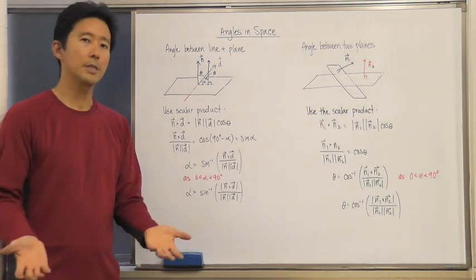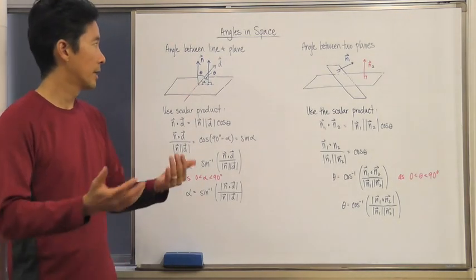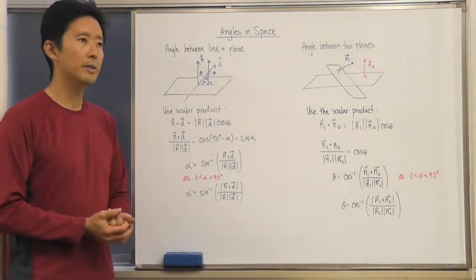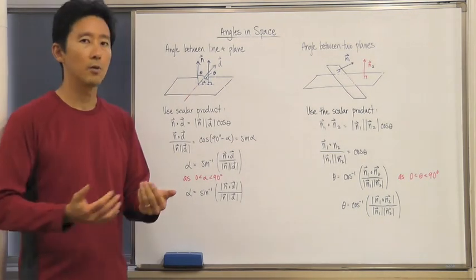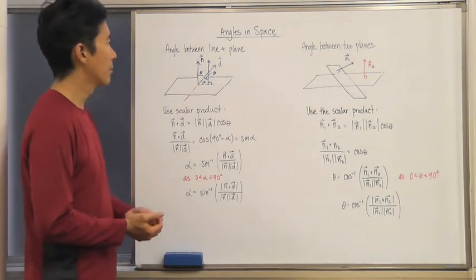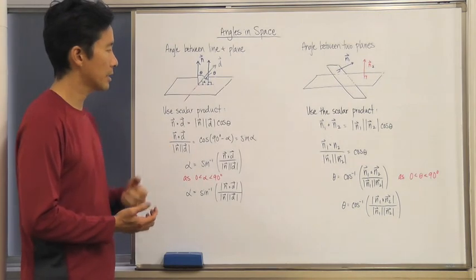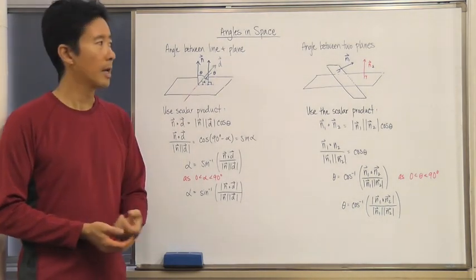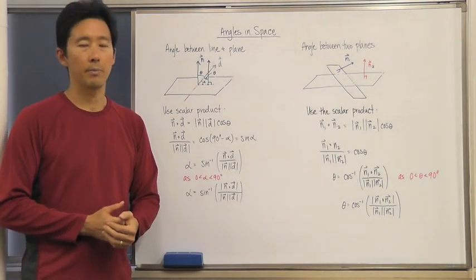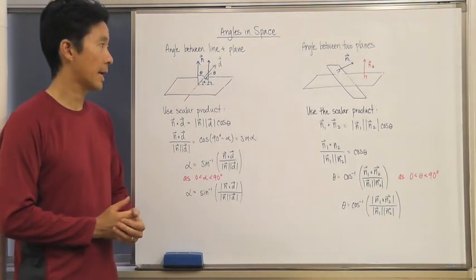Okay, so now that we have the vector form of the plane, which gives us the normal vector to the plane, we can use a scalar product to determine the angle between a line and the plane, as well as the angle that is created by two planes which intersect.